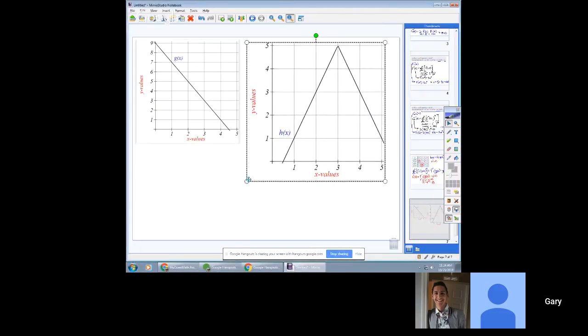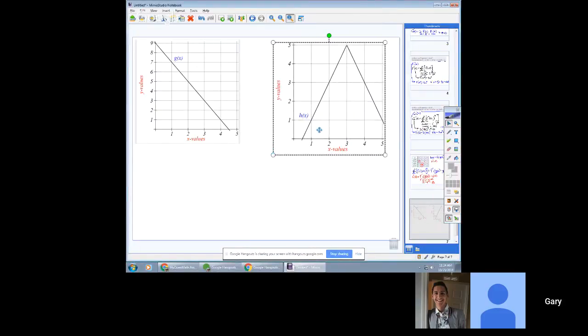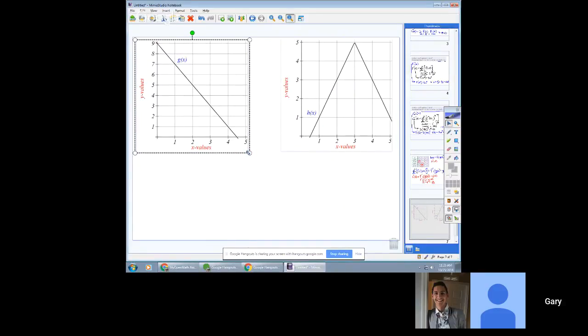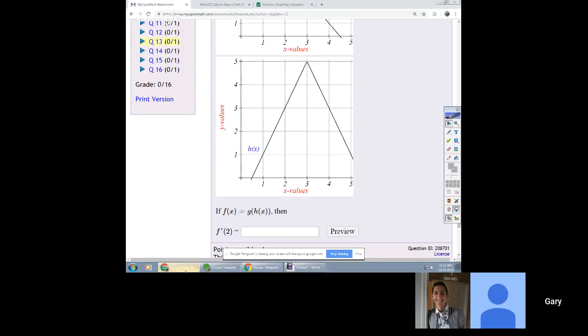There's the other one. Let's make it a little bigger. All right, so the goal is f is g of h. We want to know what is f prime of 2.